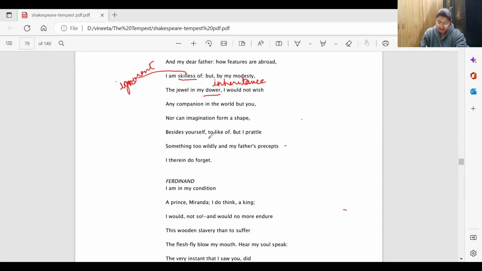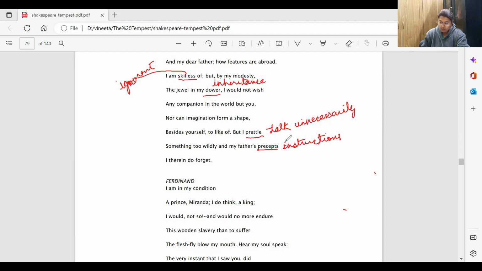"But I prattle something too wild, and my father's precepts I therein do forget." Now you see, she is being emotional here, and at the same time being passionate. And as a passionate lover, she is talking at length to her beloved. And at the same time, she is feeling guilty also. She says, but I prattle. Prattle means talk irrelevantly, unnecessarily. She says, I talk unnecessarily, something too wild. And my father's precepts again means commands or instructions that her father has given not to talk to Ferdinand.